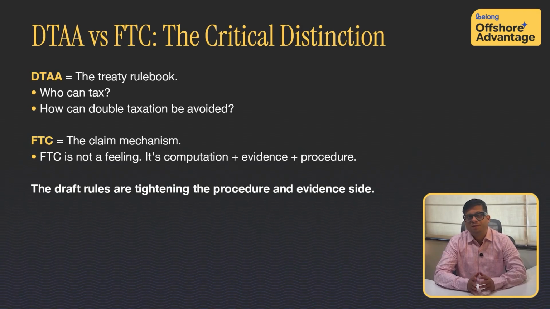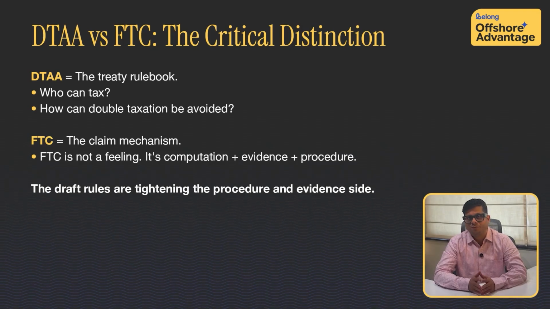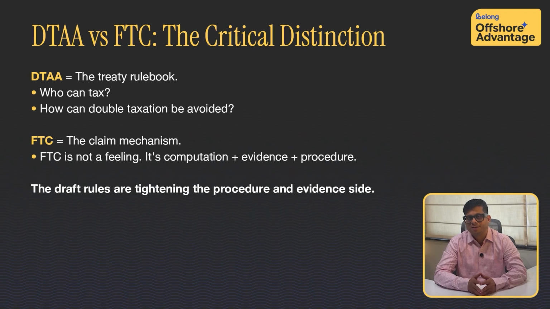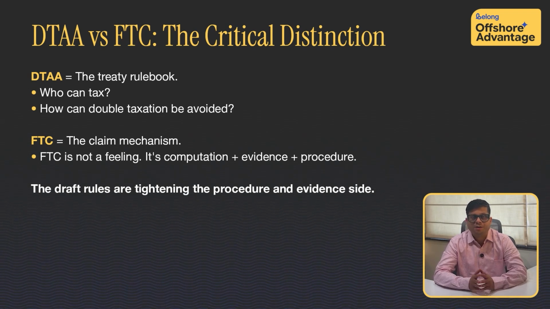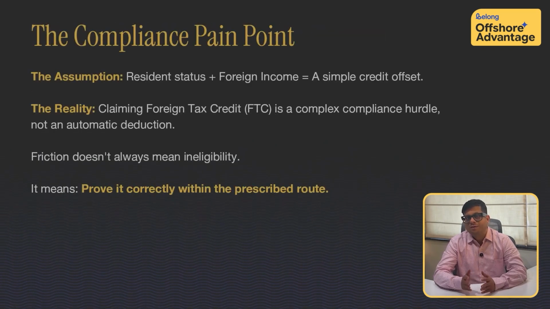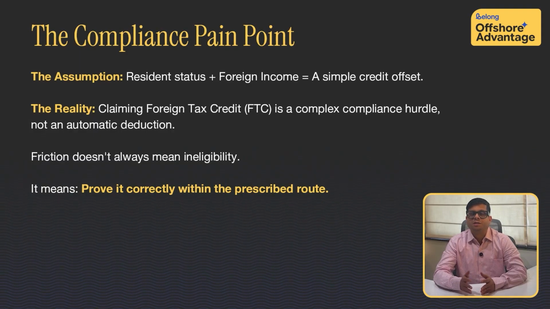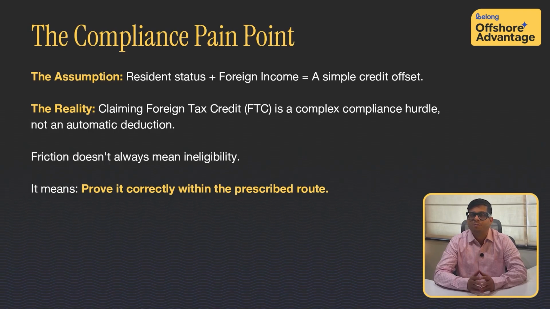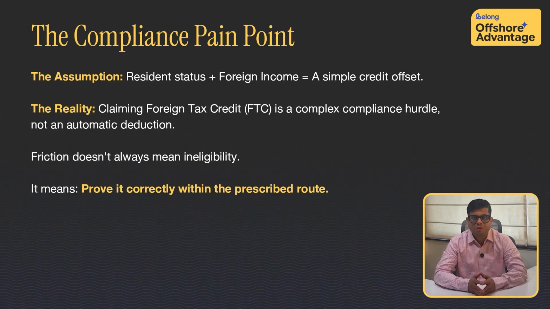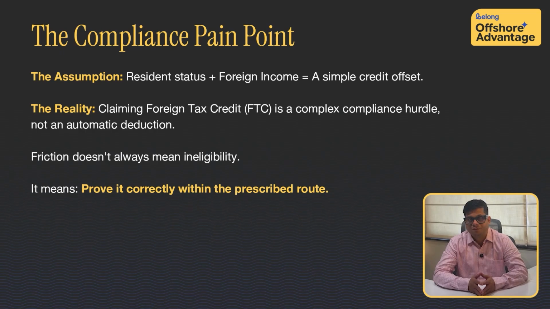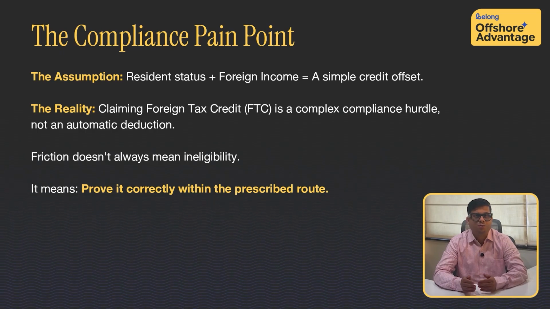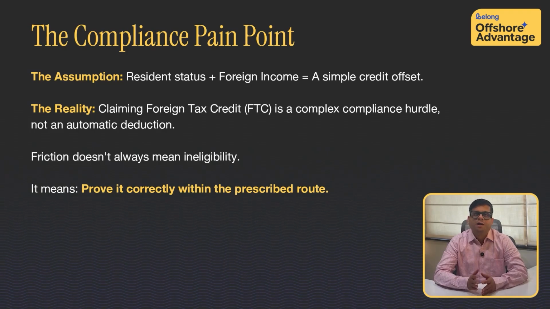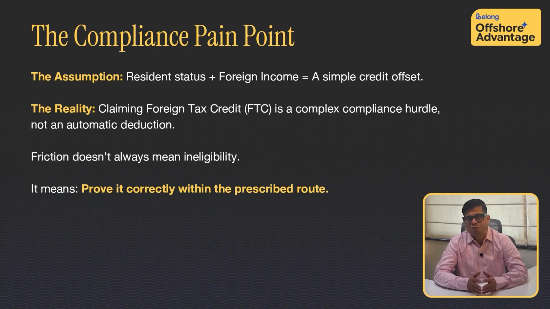Let me start with a simple real world style situation. A returning professional becomes resident. Foreign income is offered to tax in India. They claim foreign tax credit and they assume the system will simply reduce Indian tax and move on. Then comes friction. Not always because the person is ineligible, but because the documentation is incomplete. The computation is not mapped properly. The exchange rate logic is wrong, or the tax is disputed and the timing is off. So the compliance pain is not you don't deserve credit. The compliance pain is prove it correctly within the prescribed route. And that's exactly the direction of the draft rules.